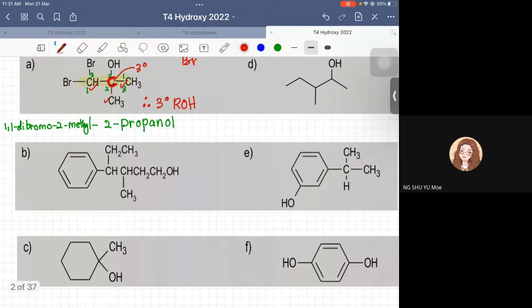Okay, longest carbon chain for B: 1, 2, 3, 4, 5, 6. So, kita ada 6 carbon chain. It will be hexanol.